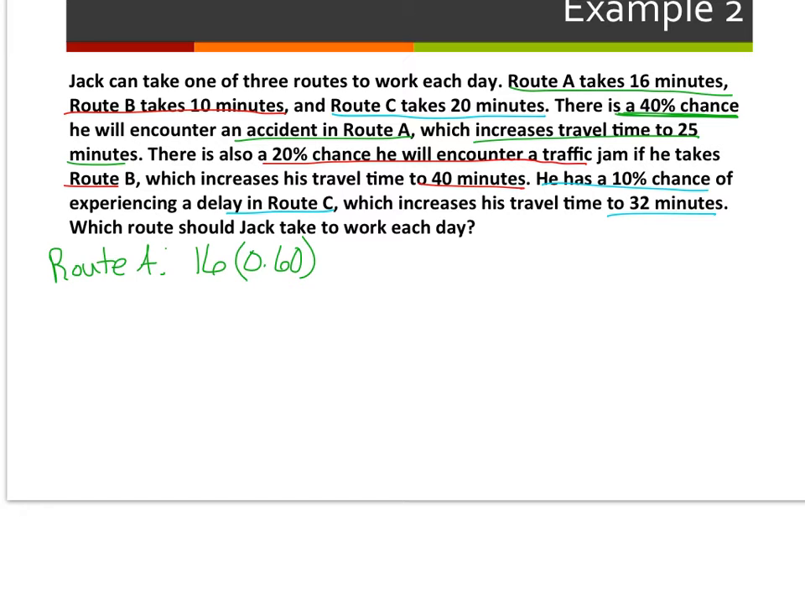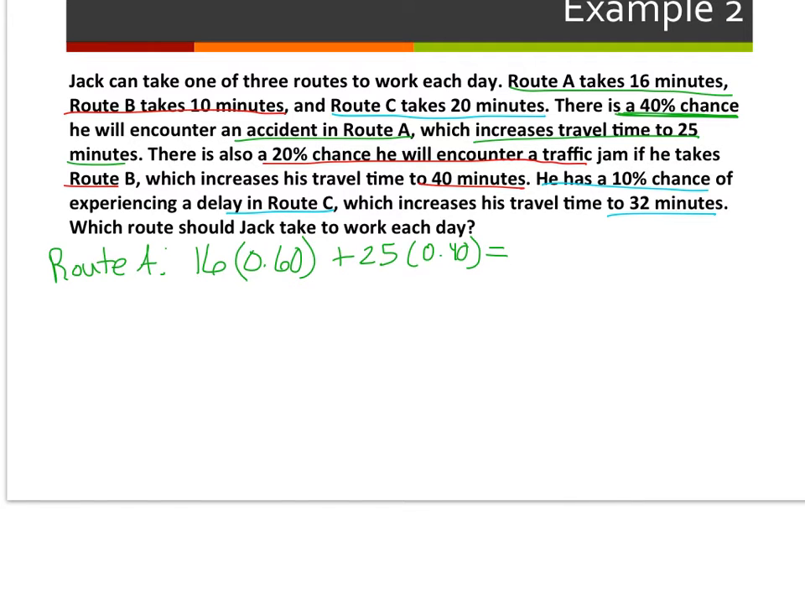Option 1 is that it takes him 16 minutes. Option 2 is that his travel time increases to 25 minutes. So if there's a 40% chance of it taking 25 minutes, then we do 0.40 times the 25 plus, well, the other 60% of this probability is that it takes him 16 minutes. So we do the 60% times 16 plus the 25 times the 40%.